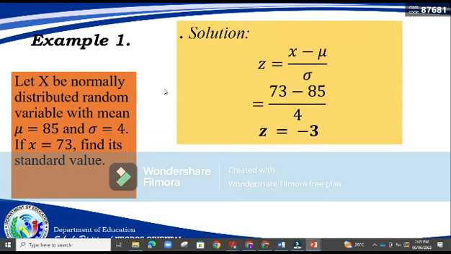Okay. Now, the solution will be like this. We have to go back to our z-score formula. So, we have z is equal to x minus mean over standard deviation. We're going to substitute the values. Our normally distributed random variable is 73, our mean is 85, and our standard deviation is 4. 73 minus 85 is negative 12, divided by 4 is equal to negative 3. Therefore, our z-score is equal to negative 3.